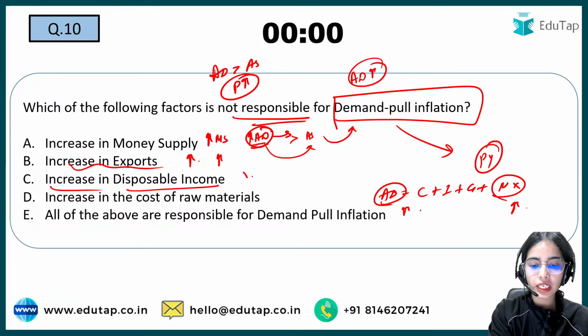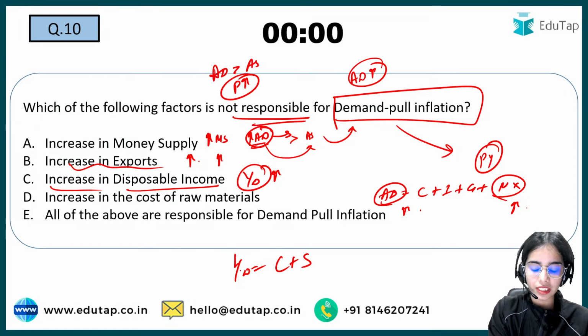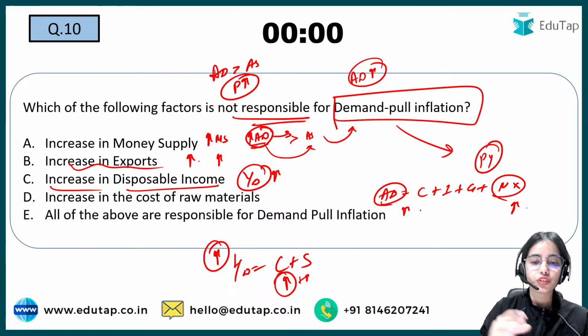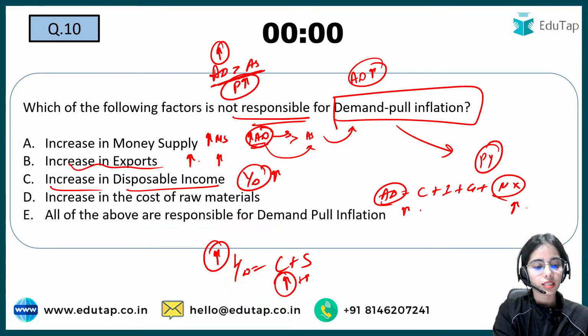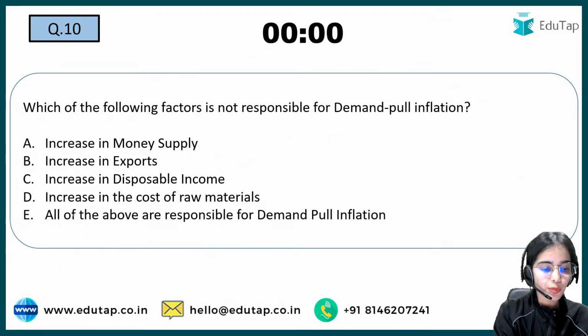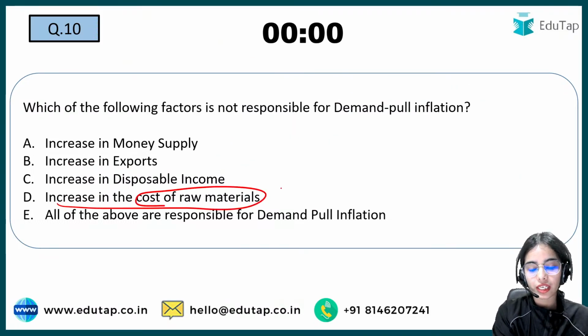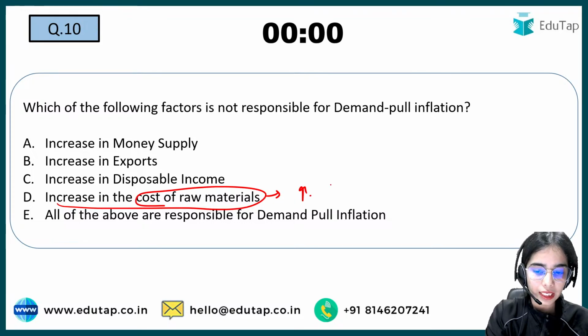Increase in disposable income. Disposable income is equal to consumption plus saving. So if this is increasing, the consumption and the saving both are going to increase. With the increase in consumption, aggregate demand will increase, that will be greater than aggregate supply. Now coming to the next point, increase in cost of raw material. If the cost of raw material is increasing, that means the cost of production is increasing.